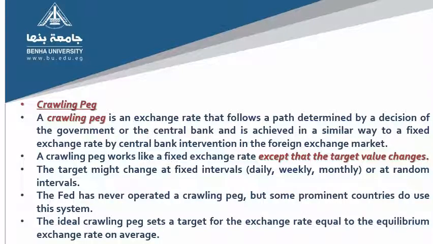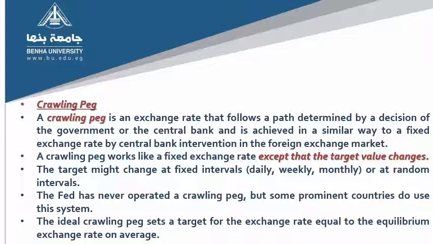Crawling peg. A crawling peg is an exchange rate that follows a path determined by the decision of the government or the central bank and is achieved in a similar way to a fixed exchange rate by central bank intervention in the foreign exchange market. A crawling peg works like a fixed exchange rate except that the target value changes.